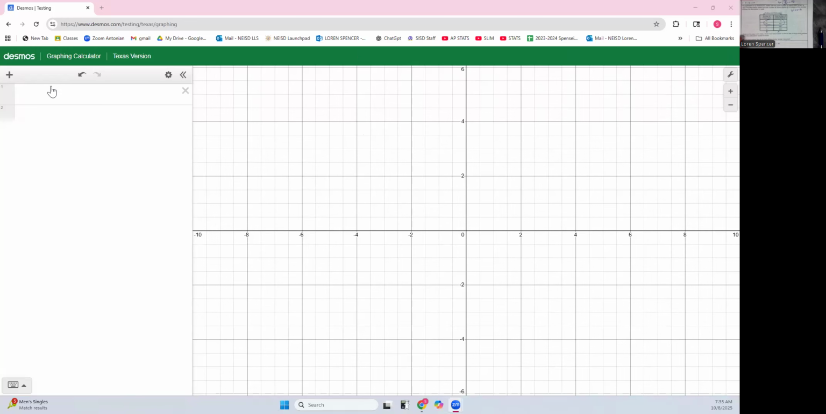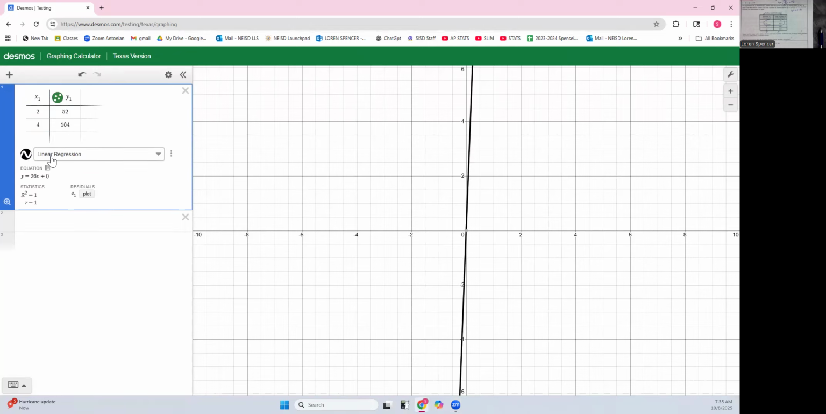Okay, so now that I'm in Desmos, I'm going to press the plus button and I'm looking to say, oh, it has a table. And we'll have 2 and 52. And then we have 4 and 104. All right, and we'll push this little button right here, add regression, and it gives me y equals 26x plus 0. I'm going to click that so it pops it in.